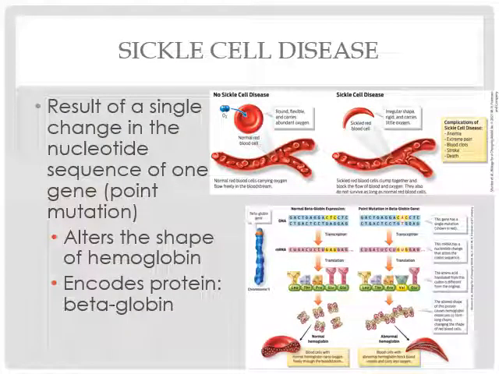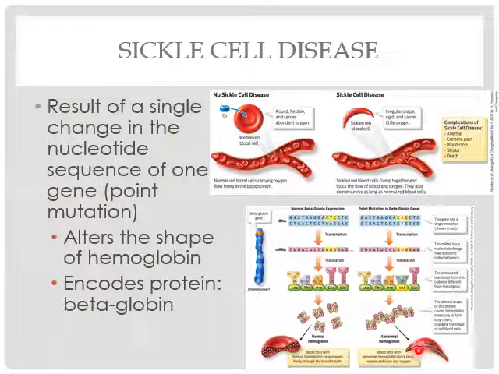So going into sickle cell disease a little bit more, again, this is a point mutation. So this is a single change in the nucleotide sequence of one gene. Again, we're looking here, we've switched the A and T in the DNA. When we go to transcribe it into our RNA, that's obviously changed as well, which is then going to change our amino acids, and then is going to change our protein. So what it does is it alters the shape of this hemoglobin.